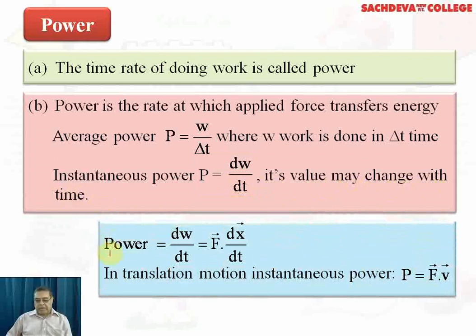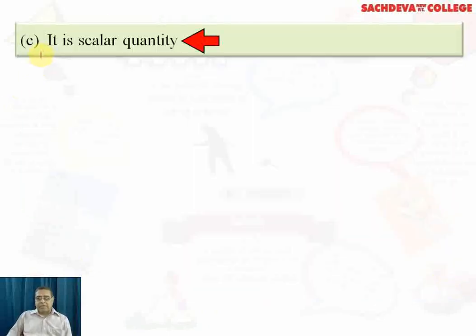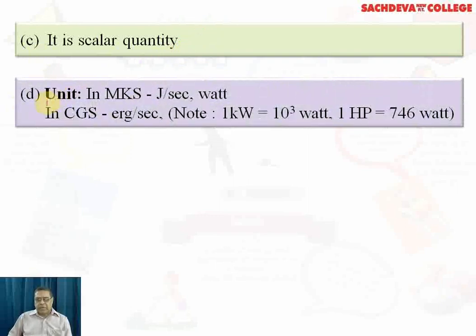Another thing regarding power, as I explained earlier, is that it is the rate of doing work, dW over dt, or F multiplied by dx over dt, where dx over dt represents the rate of displacement, which is velocity. So, in translational motion, instantaneous power is given by the dot product of force and velocity. Power is a scalar quantity. It has only magnitude and no direction, and its unit is joule per second, or watt.